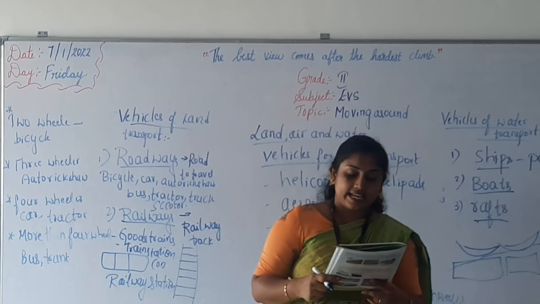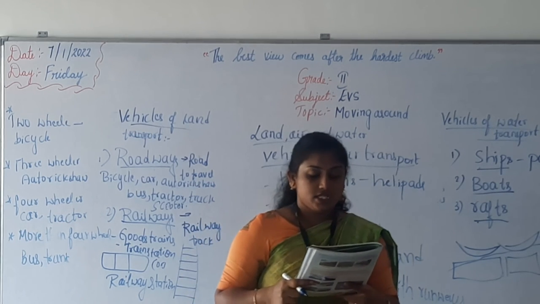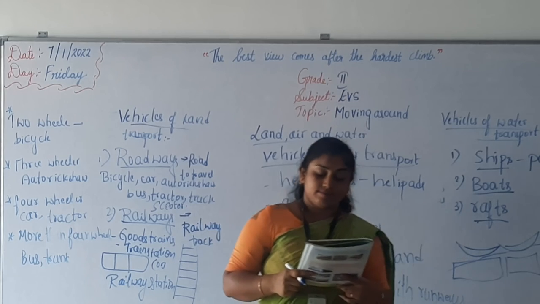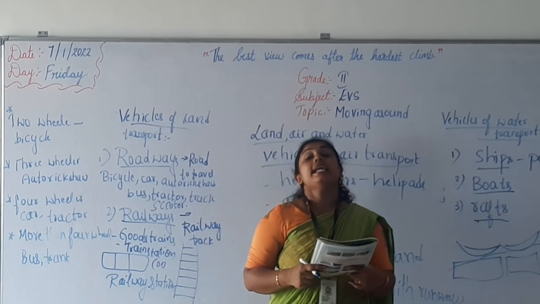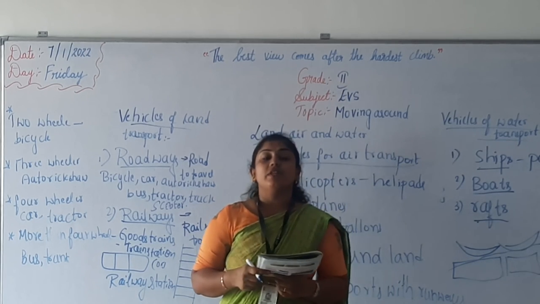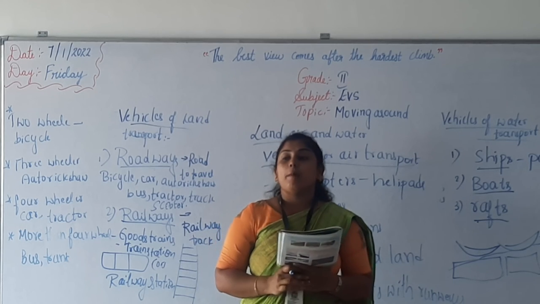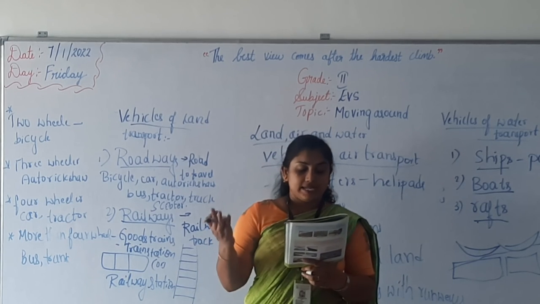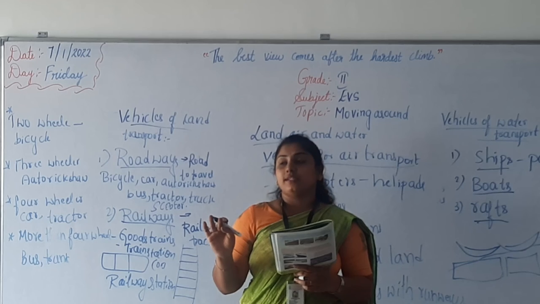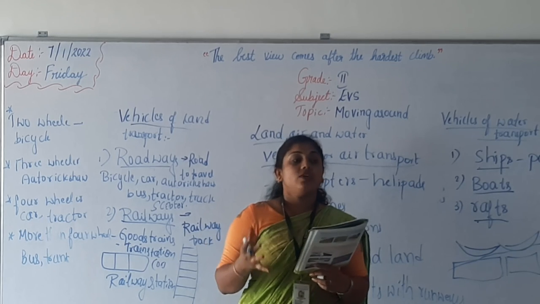Transport vehicles can be for public or private use. For example, trains, buses, aeroplanes and auto rickshaws. These are public vehicles. Everyone can go and come.